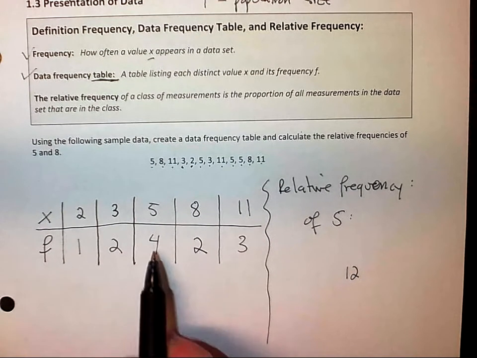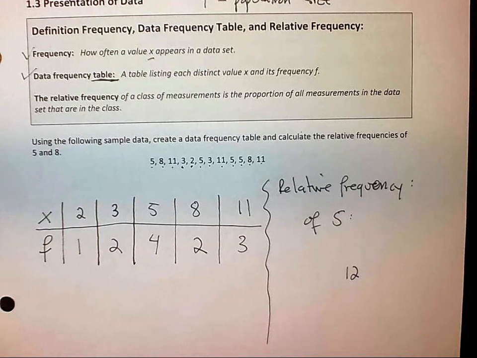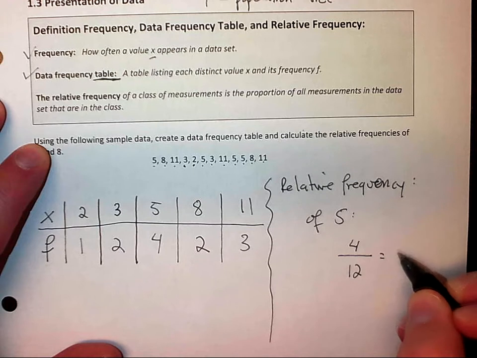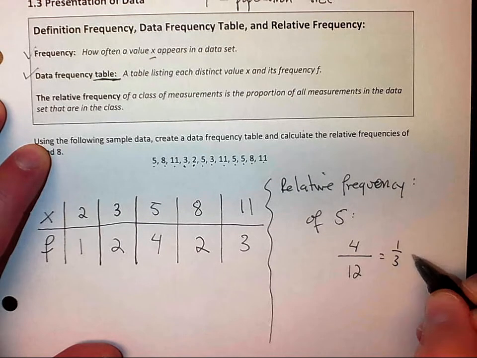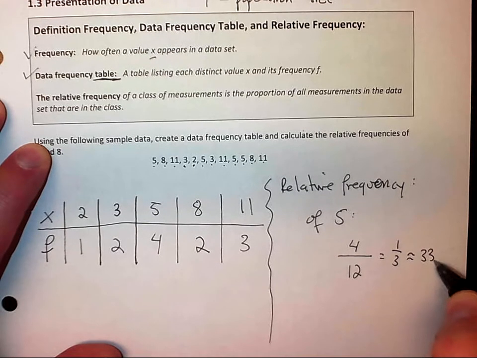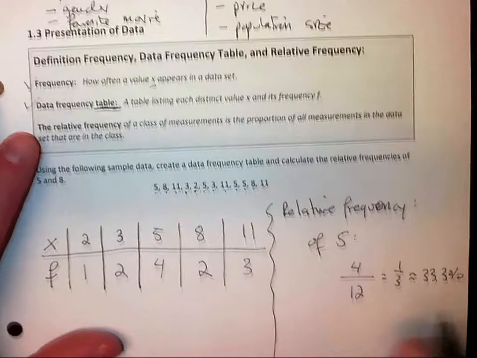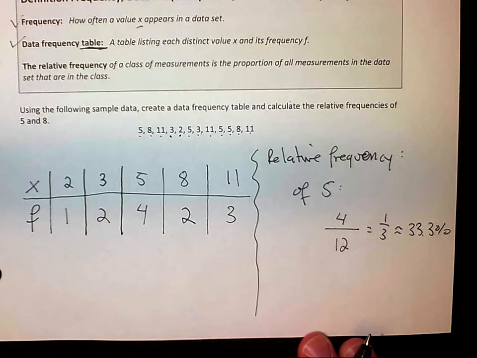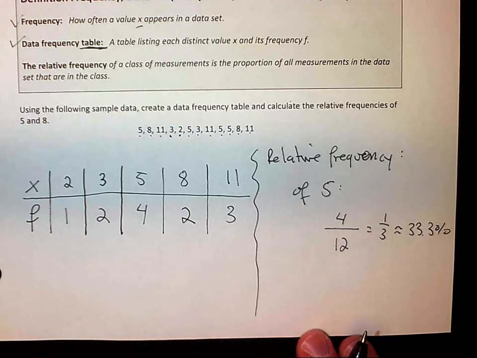And we already said that we have 4 number 5s. So if we wanted to figure out that fraction, what do we do? Yep, 4 divided by 12, or 1/3, which is approximately equal to 33.3%. So therefore, the relative frequency of the number 5 is 1/3, or about 33.3%. Everybody good with relative frequency so far?